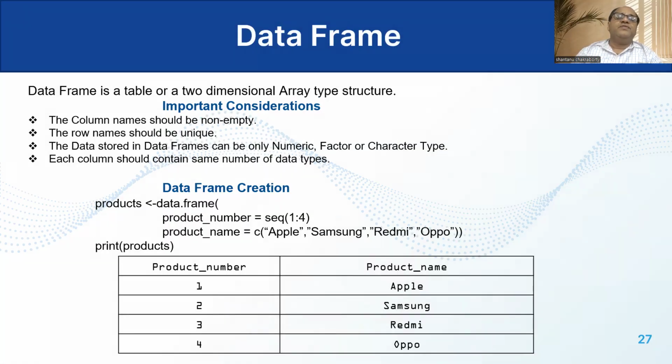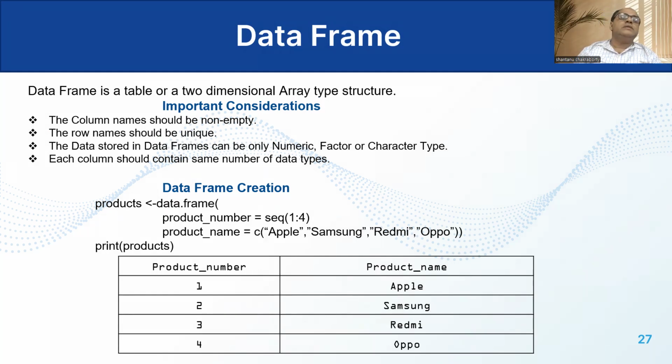Then we have a data frame. We can create a data frame, which is one of the very important data structures in R. The column name should not be empty. A row name should be unique. And data is stored in a data frame only in a numeric, factor, or character format. And each column should contain the number of data types that we are defining or declaring in a data frame.